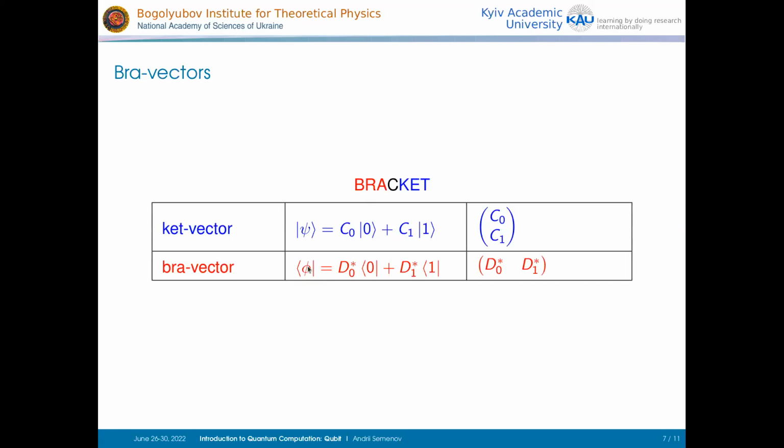Any ket vector you can put into correspondence with a bra vector. This is actually almost the same, just a transposition and complex conjugation operation, nothing more. So you have a one-to-one correspondence. This is a bit different mathematical object, but to each ket vector you may assign one bra vector.